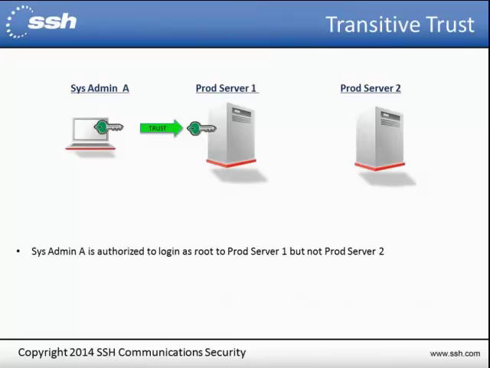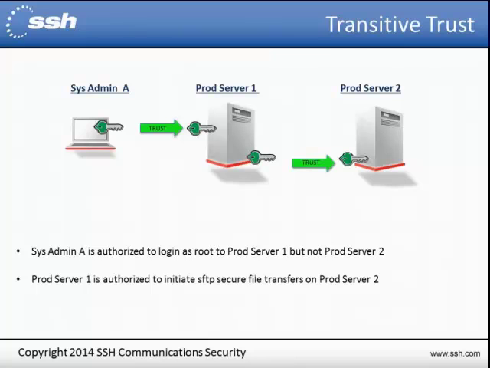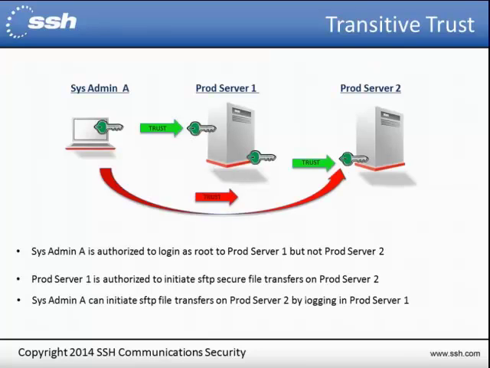There's also an issue of transitive trust, and in this example, we would have a systems administrator who has a trust relationship into production server 1 so they can do their administrative work. And at the same time, production server 1 has a trust relationship with production server 2 in support of some automated process, perhaps supporting a transaction system. What that really results in is that systems administrator A can leverage these trust relationships to be able to do file transfers, for example, on production server 2, leveraging the access that they have into production server 1 and then the authorizations that server 1 has into server 2.